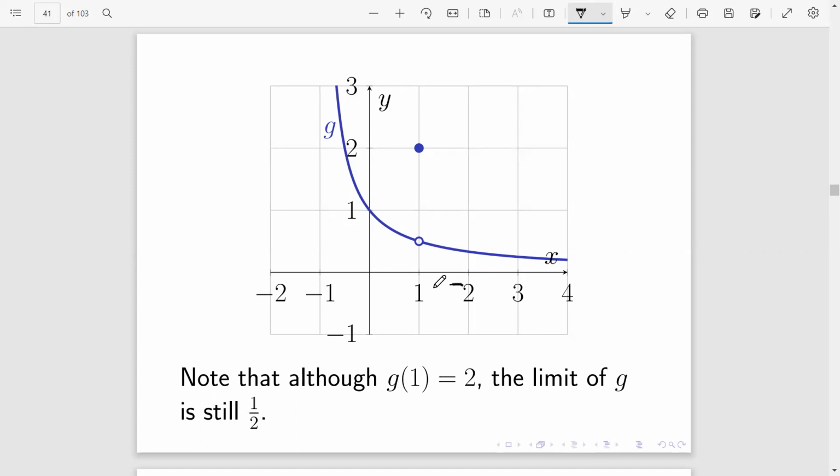it doesn't take away that the limit of this function g is 1 over 2. Because as you can see, as x approaches 1 from the left, the y values are increasing, they're approaching 0.5. And when you look at the x values coming from the right going to 1, the y values are decreasing, they are both approaching 0.5. So the limit is 0.5, even though the function is defined at 1.